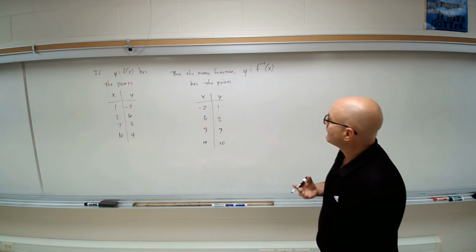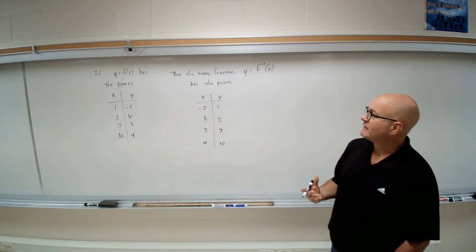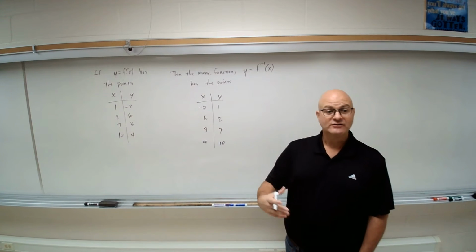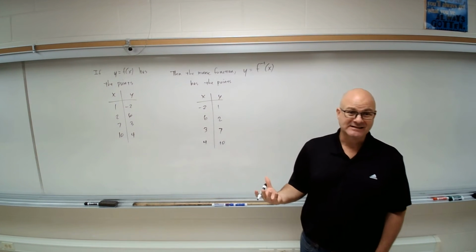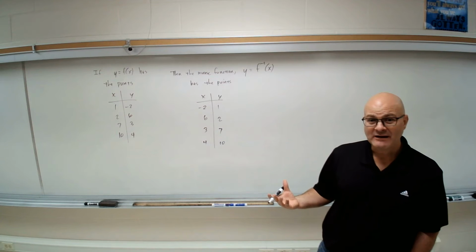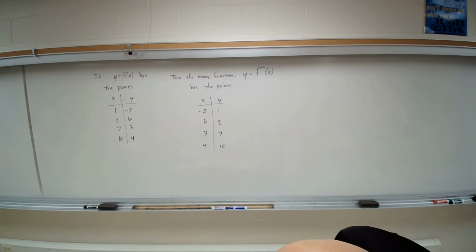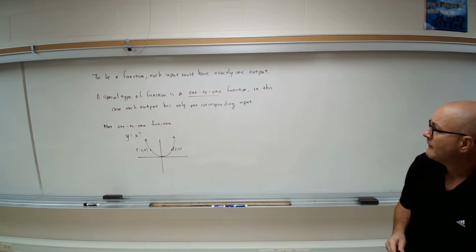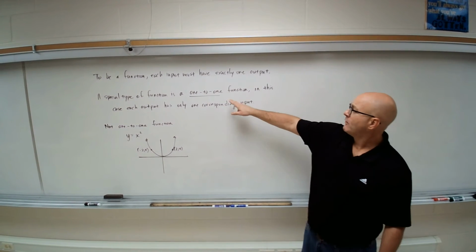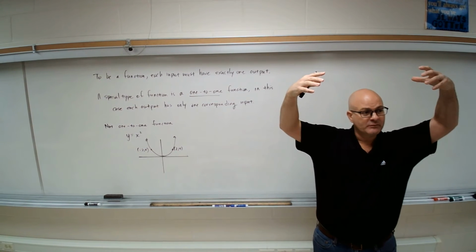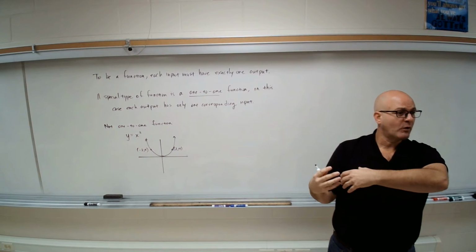Now, some of the things that we have to talk about depend upon, if we have a function, is its inverse actually going to be a function? Because a lot of times it's not, or we'll have to do some domain restriction to actually make it a function. So let's look at how we can do that. A special type of function is a one-to-one function. It's a subset. Every function is the big group, and some of those are one-to-one functions.